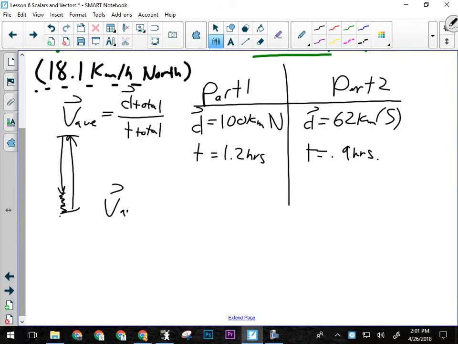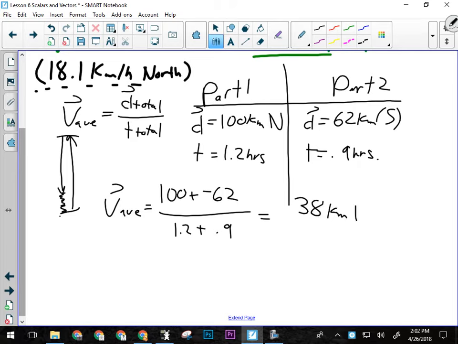So our average velocity will be 100 kilometers north plus 62 kilometers south, or just subtract, whichever makes more sense to you. I'm making the 62 south negative because it's opposite north. Everybody all right with that? And then I'm going to add the times together, 1.2 hours plus 0.9 hours. So what I'm going to end up with is that my total displacement is 38 kilometers north, because that's how much short of getting all the way back I end up.